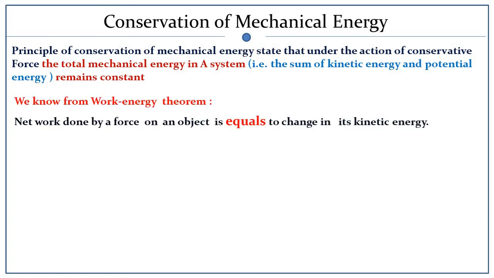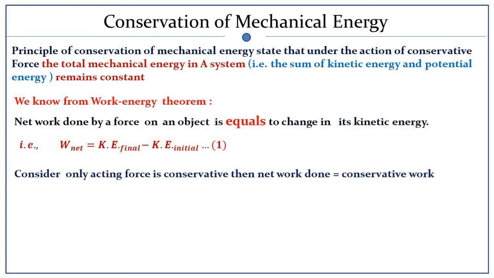We have seen the work energy theorem in detail in the previous lecture. It says that the net work done by a force on an object is equal to the change in its kinetic energy. That means the work done is equal to kinetic energy final minus kinetic energy initial. This we know. Now, under the action of a conservative force, this net work done is nothing but the conservative work. And we have just seen that we can write this conservative work as the difference between the potential energy of the initial place minus the final place.